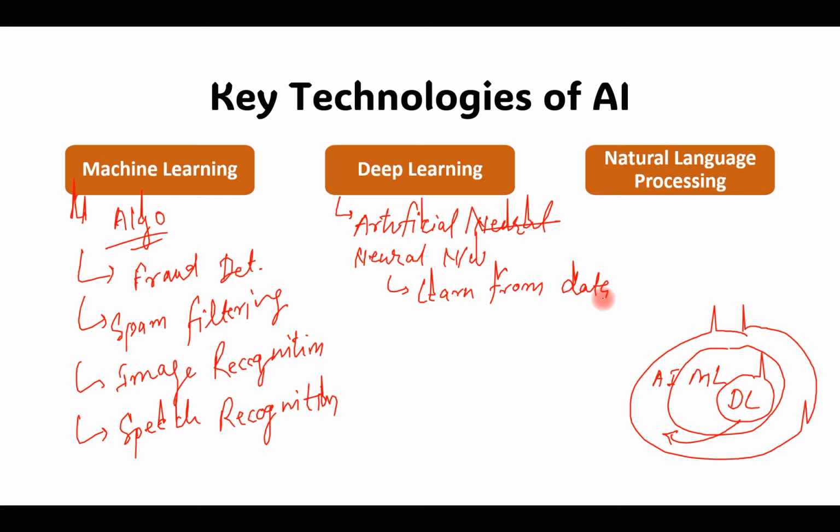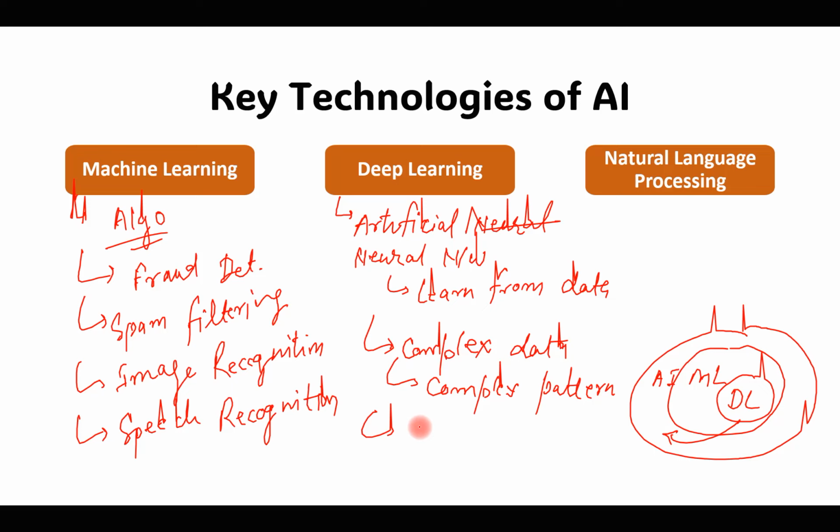So what is the primary purpose of using deep learning? Deep learning allows machines to learn from complex and unstructured data such as images, text, and audio. So the thing is, it can learn from complex data and also learn from complex patterns, which can use images, text, and audios. These are the kinds of data it can use to learn from.